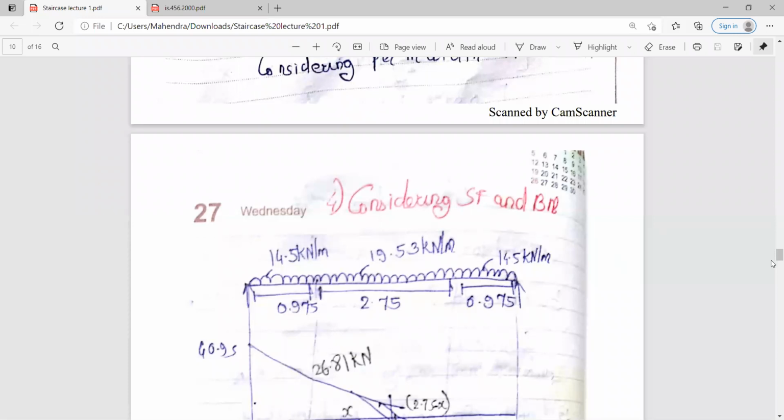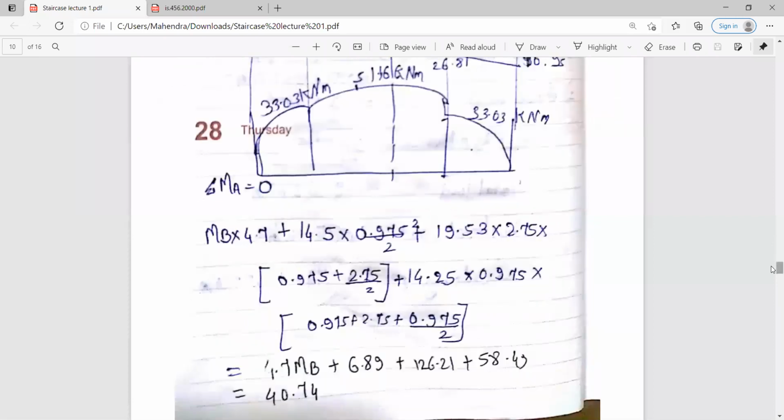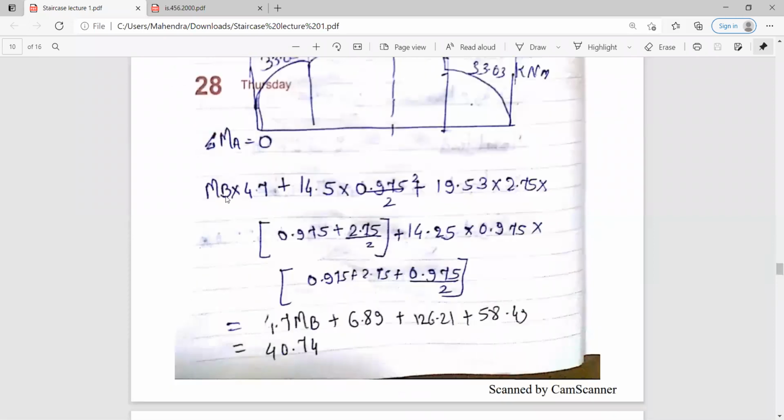So in this way you will get the value for the RB. Here there is not MB, here there should be RB. So do this correction, and if any query in this you can ask. So calculate RB. See, you are getting 40.74 only or not?